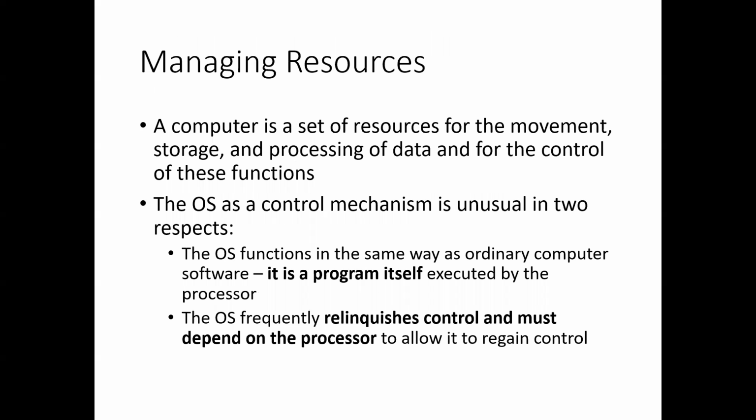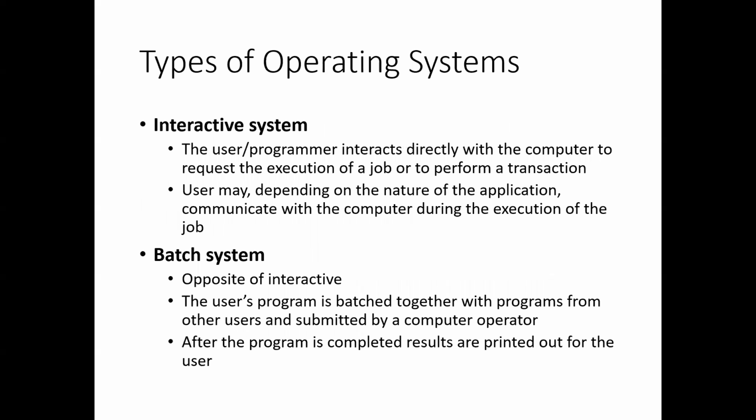The OS should also manage resources and act as a control mechanism. So, a couple of interesting things. One thing is the operating system is actually a program, even though it's managing other programs. And so it needs to function in the same way that a program operates, but it also needs to relinquish control and run other programs. And it has to rely upon the processor to allow it to regain control.